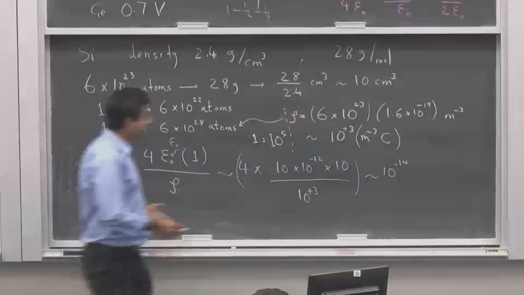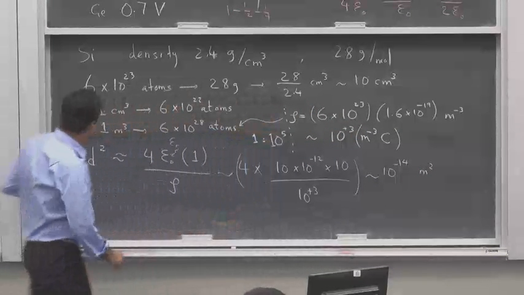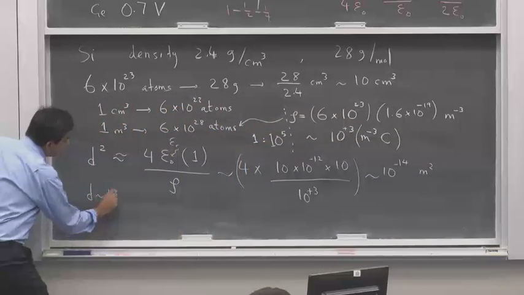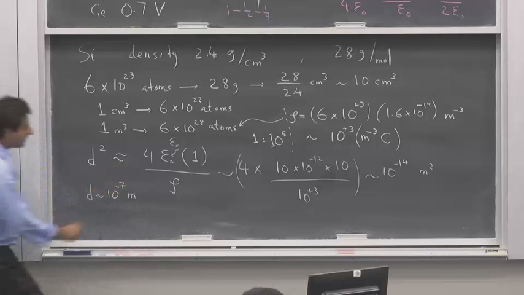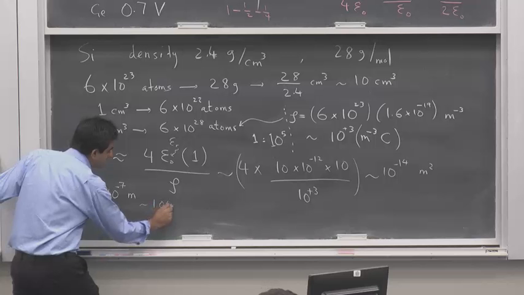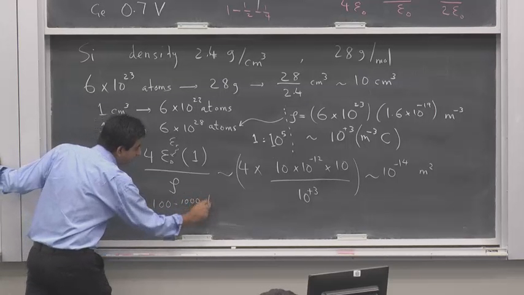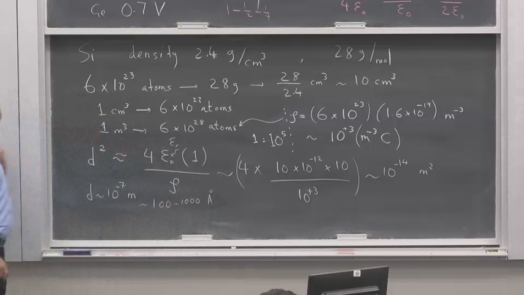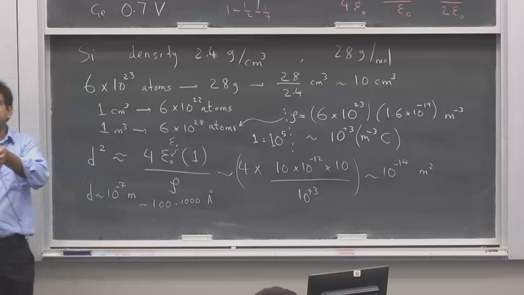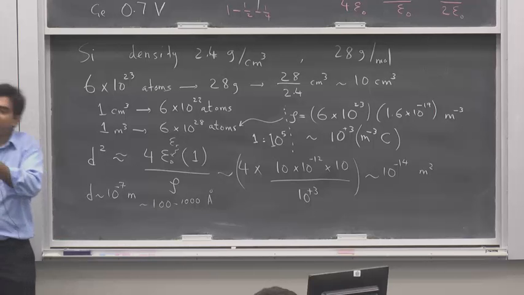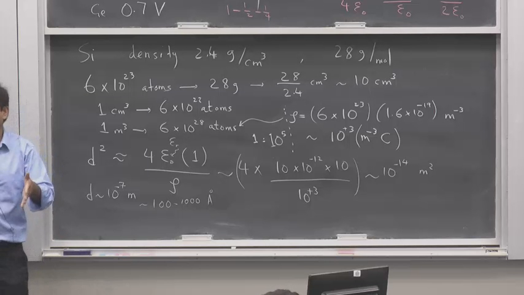Okay, so d squared is 10 to the power minus 14 meter squared, which means that d is roughly 10 raised to the power minus 7 meters, which is about 100 to 1000 atomic units or angstroms. So this depletion region, if you take 1 angstrom as a typical size of an atom, is only about 100 to 1000 atoms wide, which is a really small number.